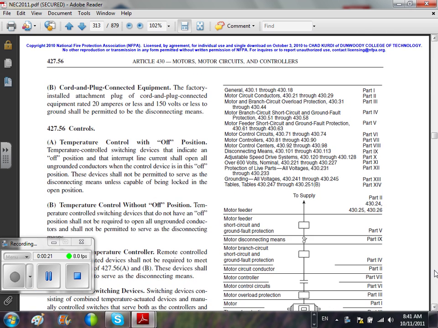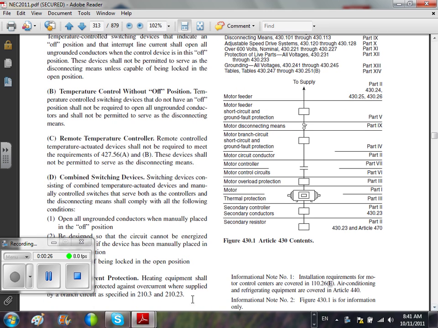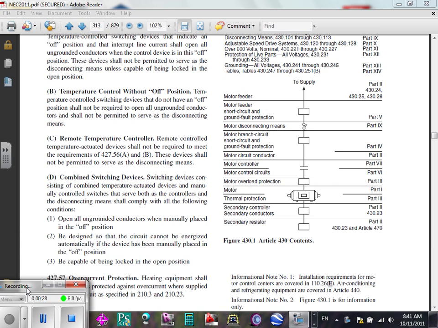Okay, so again, everything that you guys need to know about motors is going to be in Article 430. This is the one-line diagram that we're going to be drawing over here. Long story short, guys, we're going to be talking about feeders, the disconnect for the feeder, overcurrent protection for the feeder, and feeder conductors. Then we go down to the branch circuits: disconnect for the branch circuits, overcurrent protective device for the branch circuits, conductors for the branch circuits, and overload protection for the branch circuits. That's what we're going to be sizing for these babies.